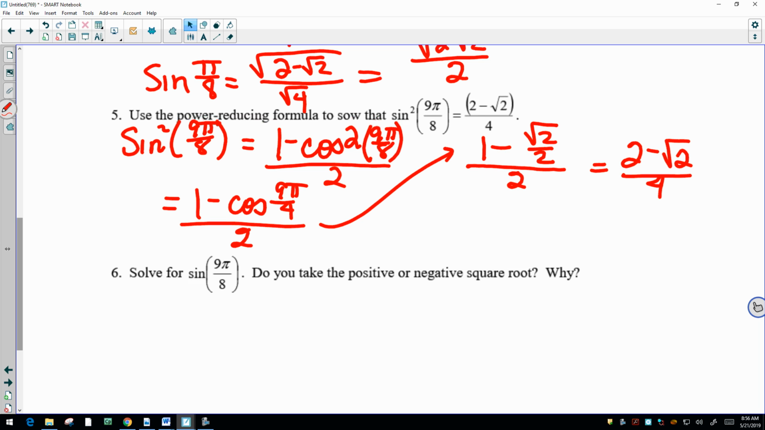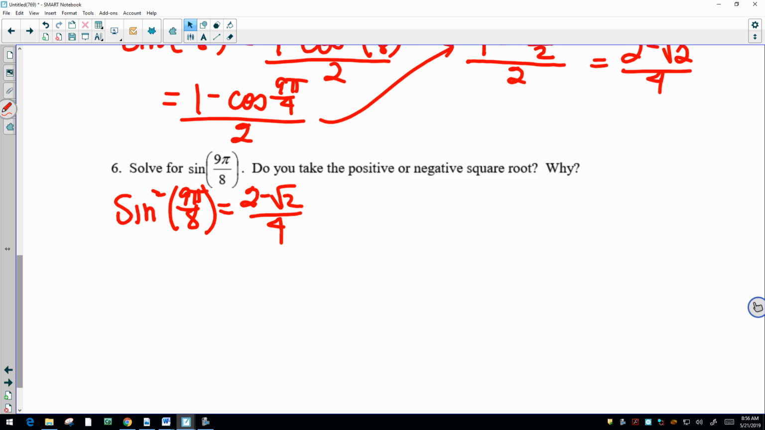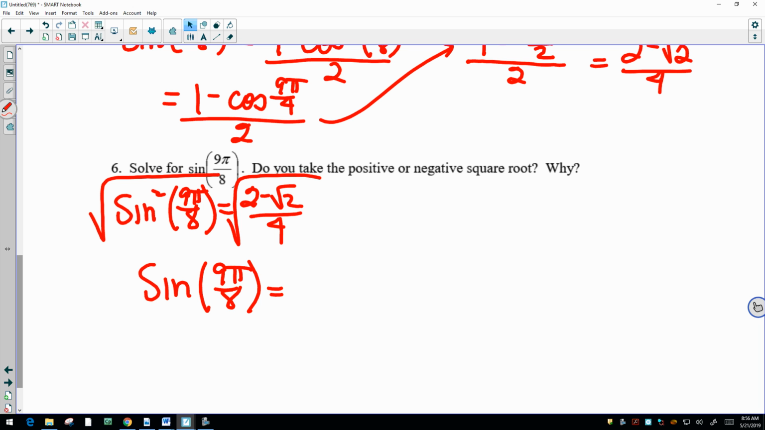Okay, so now again, if I want to solve for this 9 pi over 8, I start with it squared. Keep in mind, that's what we found: 2 minus radical 2 over 4. And we have to square root this so that I can get just sine, not sine squared. So I have sine of 9 pi over 8 is equal to radical 2 minus radical 2 over radical 4, which is really 2. And again, are we taking the positive or the negative?